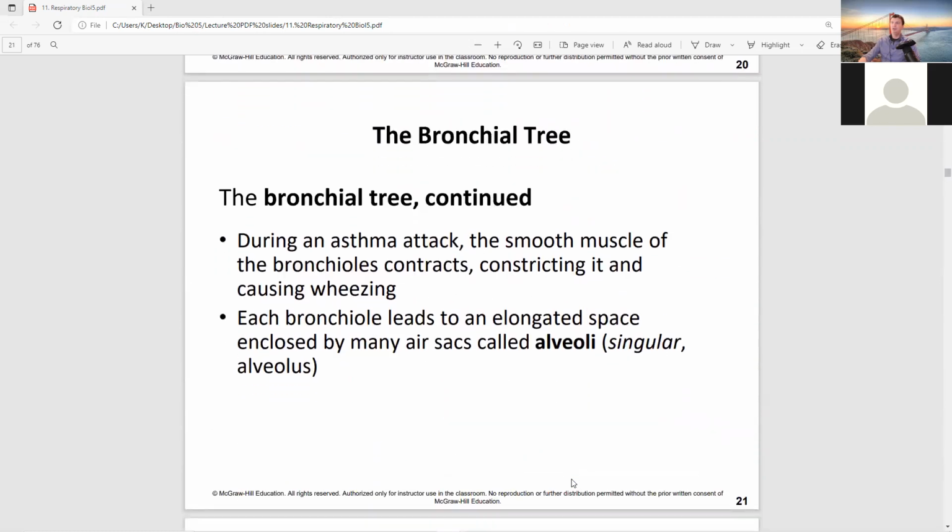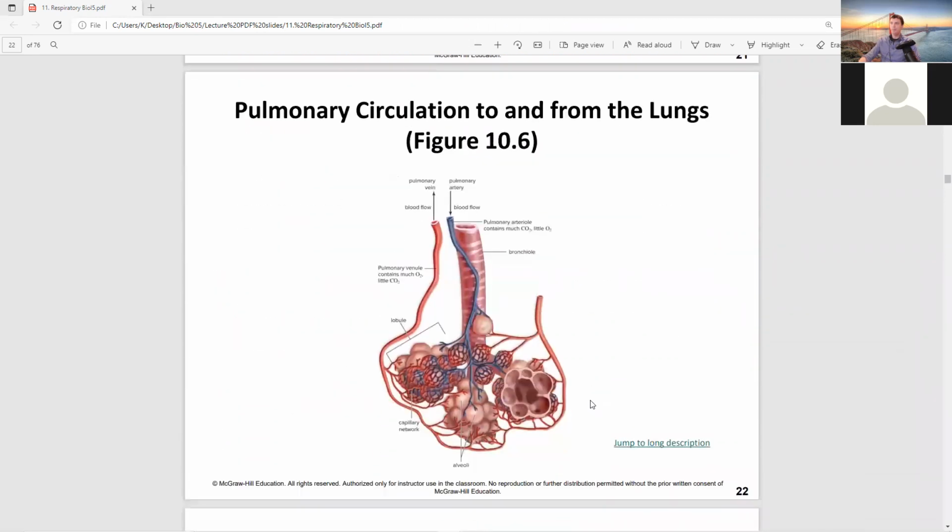Okay, the bronchial tree during an asthma attack: the smooth muscle of the bronchioles constricts, and it causes wheezing. Each bronchiole leads to an elongated space enclosed by many air sacs called alveoli. So here's an image of the alveoli, these little sacs. And just remember that red represents oxygenated blood and blue represents deoxygenated blood.